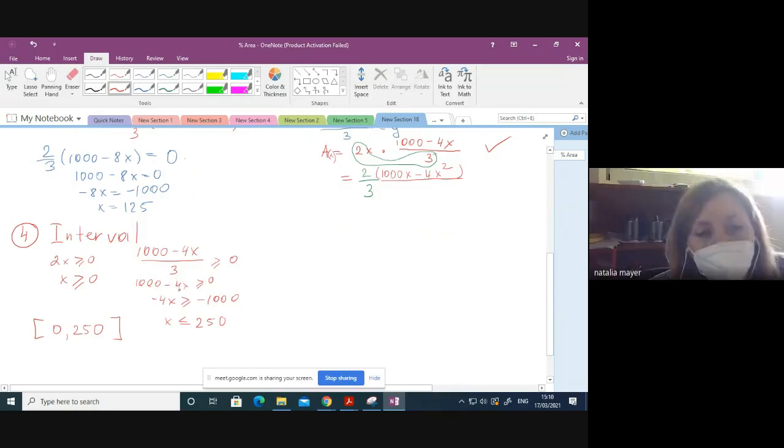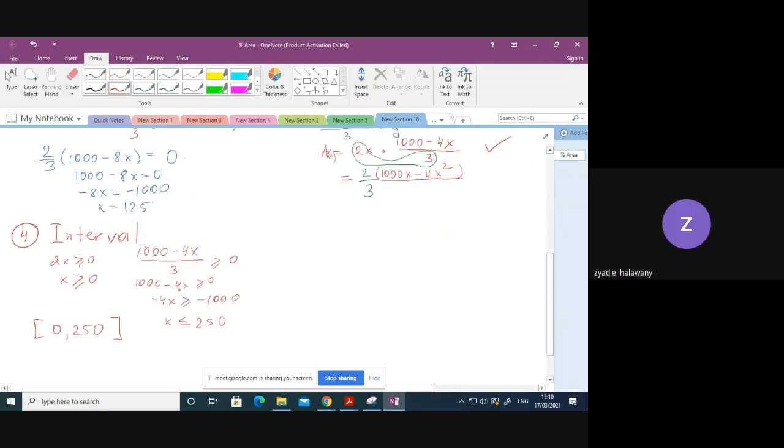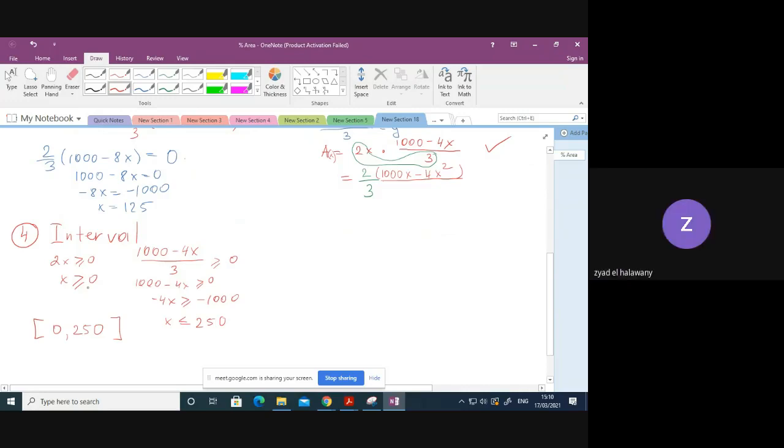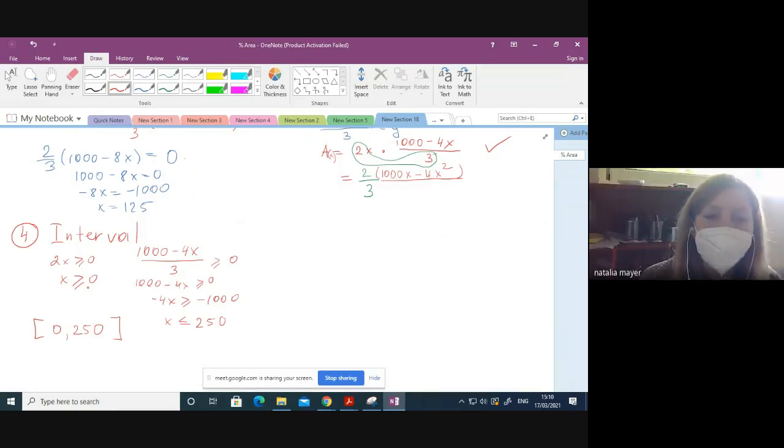Okay. So, Miss, can I ask another question? Yes, Ziad. What is the importance of the 2x is greater than 0? Okay, the importance is a lower bound. An interval always has an upper bound and a lower bound, right? Got it? Okay. So, Omar, what's your question?